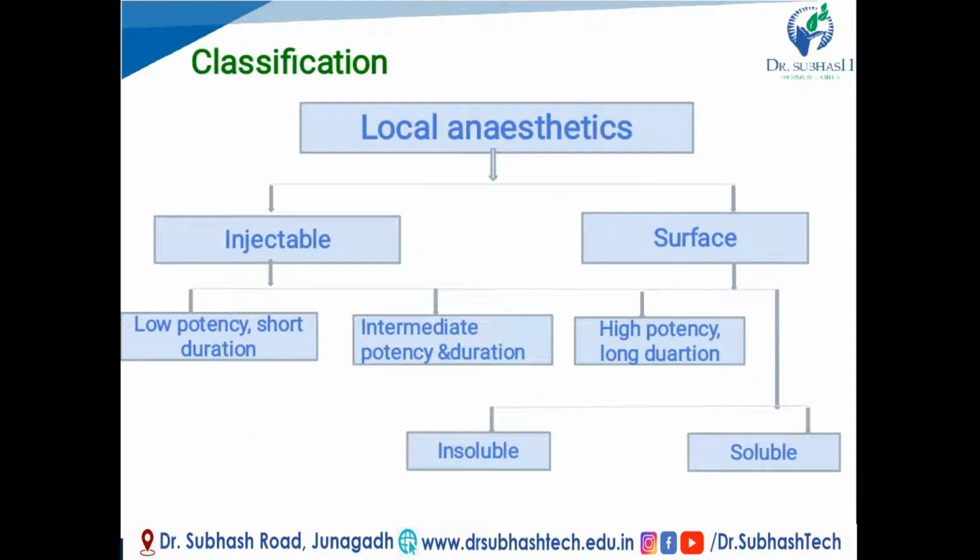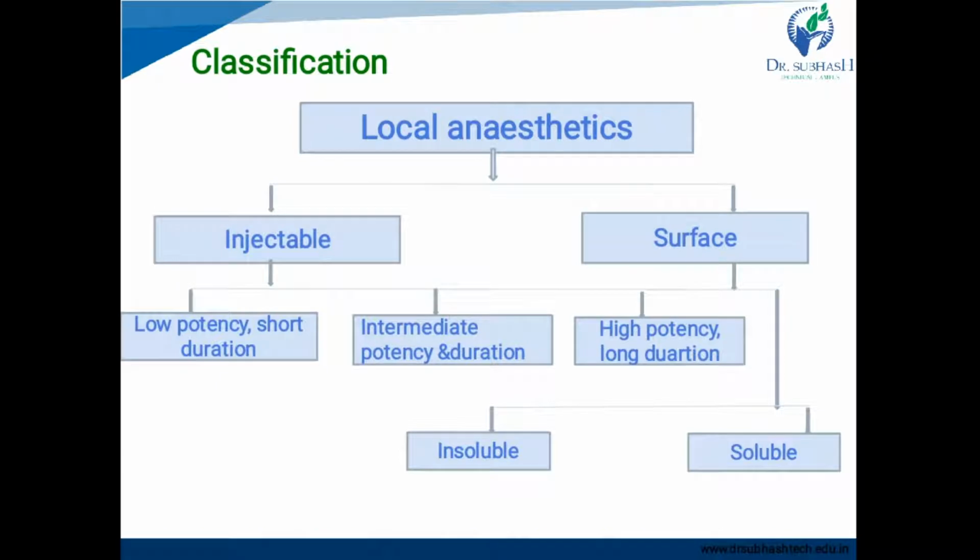Next is classification of local anesthetic agents. They are classified into two types. First is injectable local anesthetic agents and second is surface local anesthetic agents. Here, injectable local anesthetic agents are further classified into three parts: lower potency and short duration of action, intermediate potency and intermediate duration of action, and high potency and high duration of action. Next, surface local anesthetic agents are classified further into two types: insoluble surface local anesthetic agent and soluble surface local anesthetic agent.